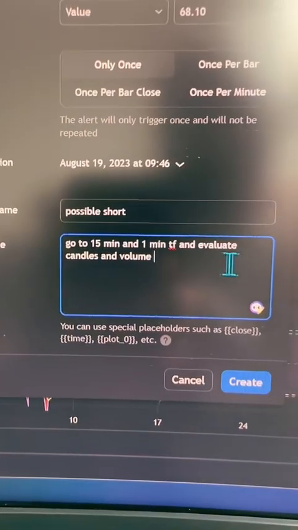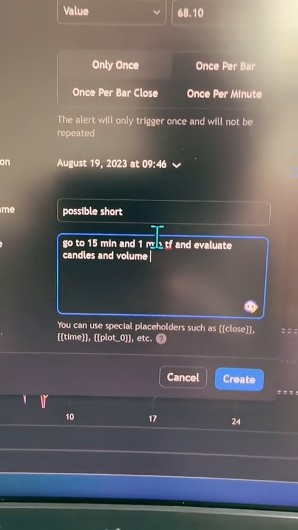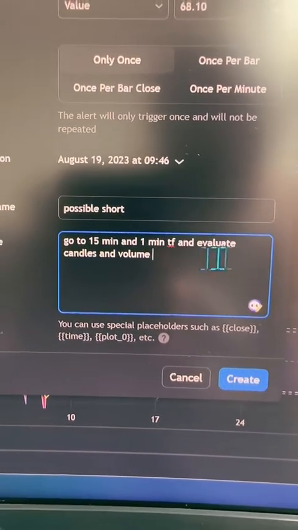And I put a reminder here for myself to go to the 15-minute time frame and 1 minute time frame and evaluate candles and volume. The volume is going to tell you how strong the reversal is. So if we get to 3,700 and you see a big red candle in higher time frames, that means more than likely it's going to reverse.